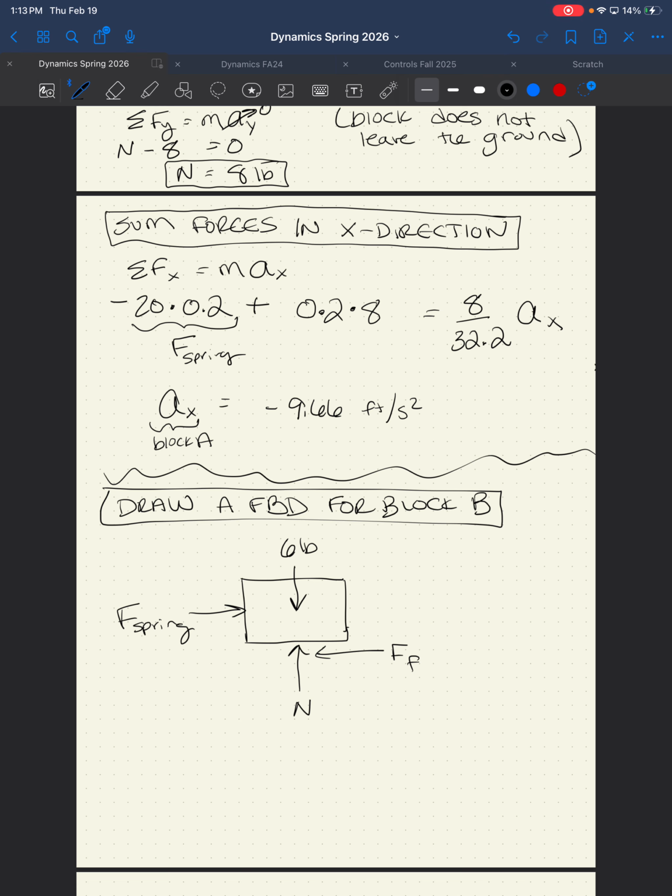Sum of forces in one of the directions. I'm going to pick Y because that worked out well for me last time. Sum in the Y.